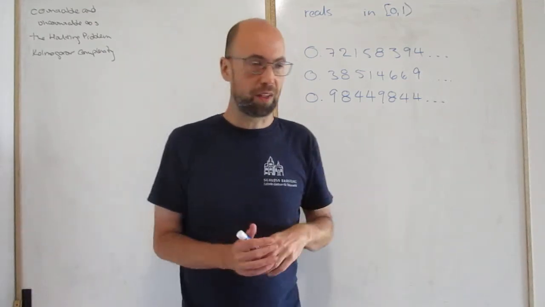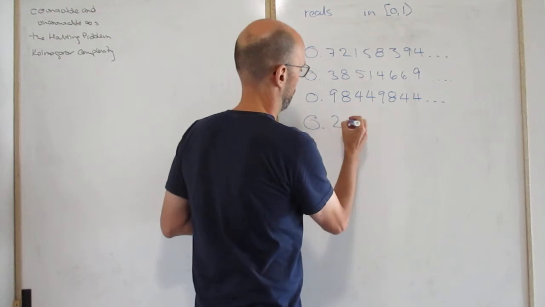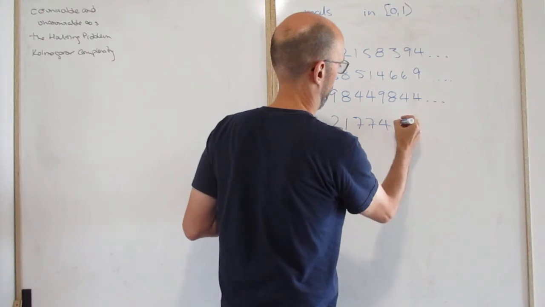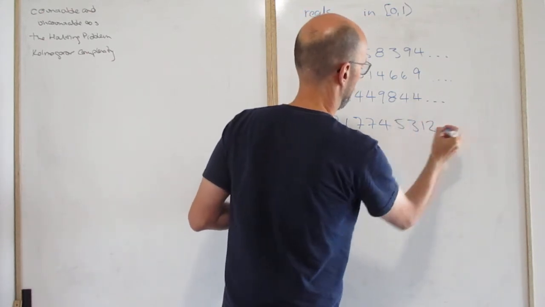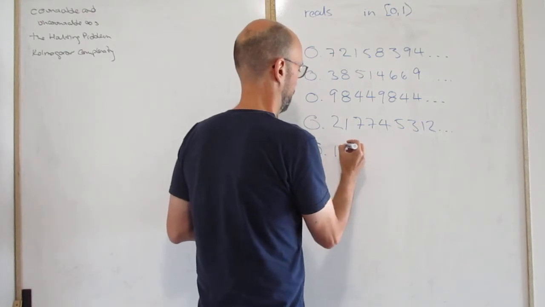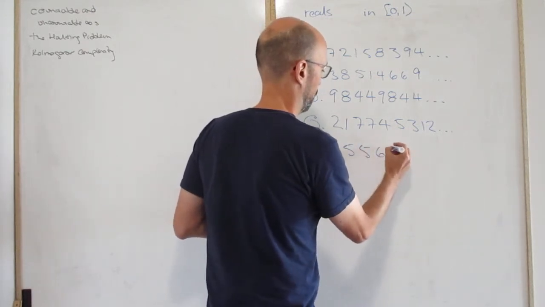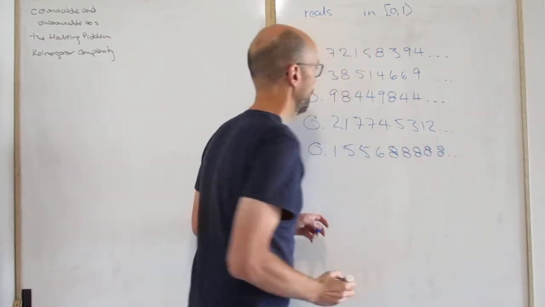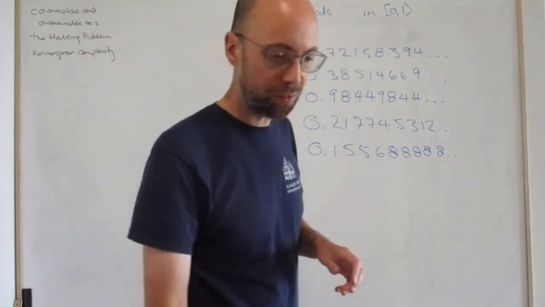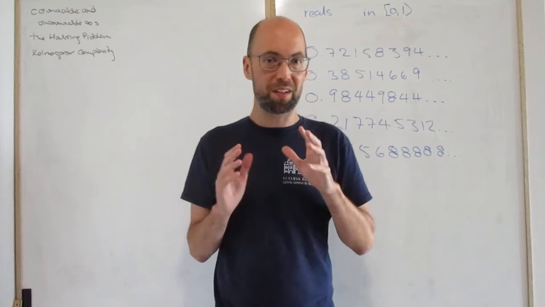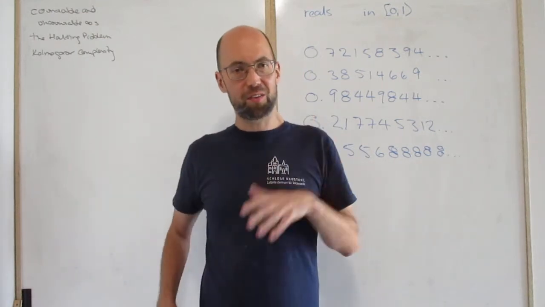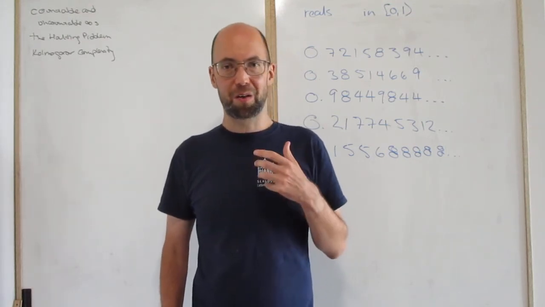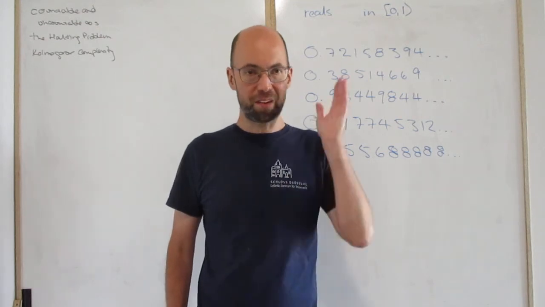So, Cantor said, let's just write some more numbers. 0.217745312 and 0.15568888. Okay. Let's just write some numbers. So Cantor said, assume there were a bijection. So these kind of proofs of contradiction, usually in mathematics we use the present indicative, right? You say, assume there is.